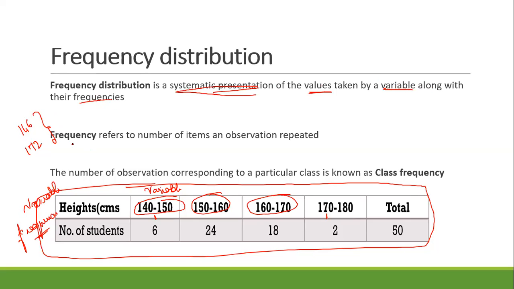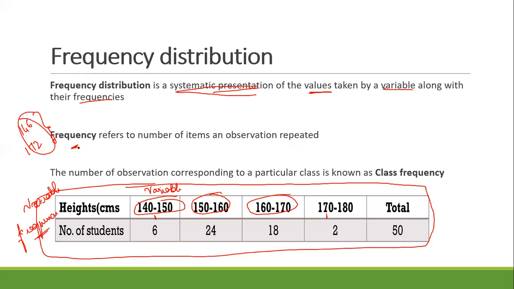So I will explain this later when I explain frequency. Hope you understood what a frequency distribution is. When I explain the problem, I will tell you what the values are, what the frequencies are, and what the variable is. So frequency distribution is nothing but systematically presenting the values. Values will be given. For example, these are the values you take from the variable, along with their frequencies. Once you get how many values you have under each variable, only then can you find the frequency.